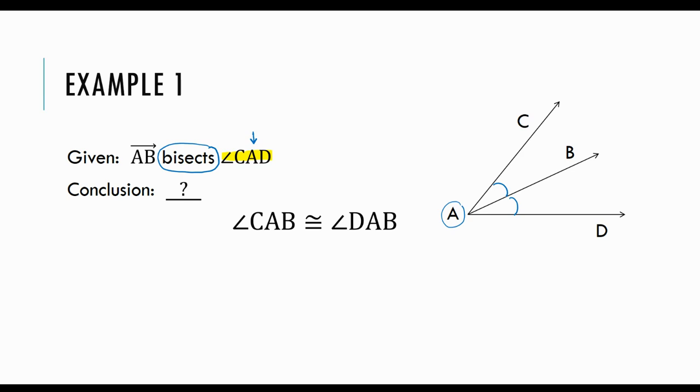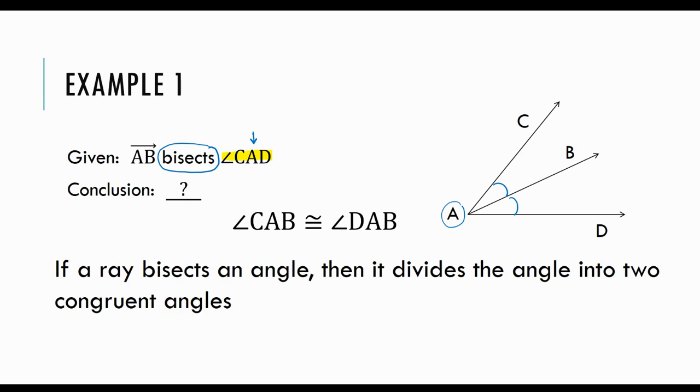So now we're going to justify this by explaining what it means to bisect. Our justifications are very broad. We're not going to be specifically naming angles with letters or anything like that. We're going to be talking about a broad statement. So this would be our justification.